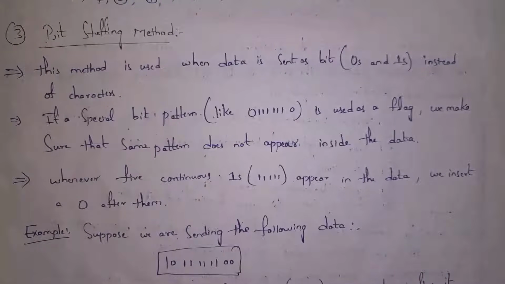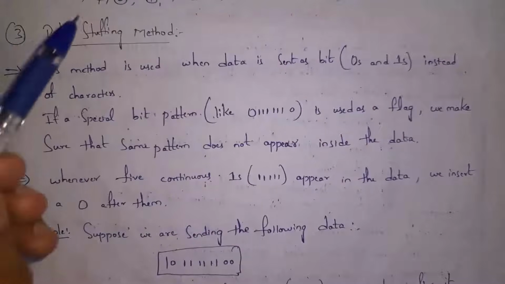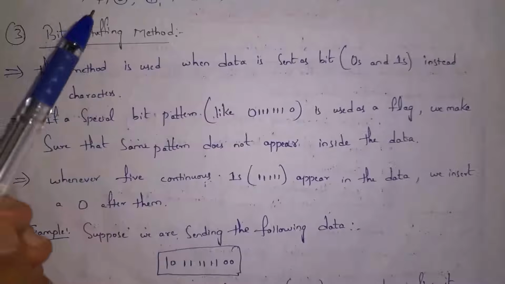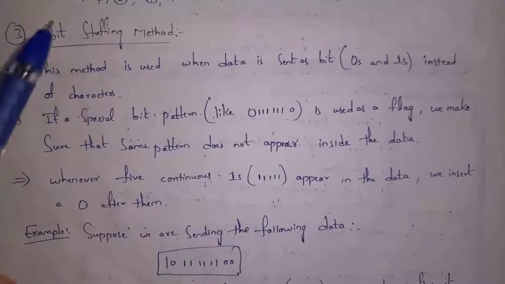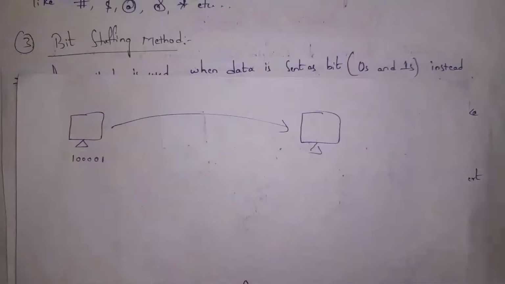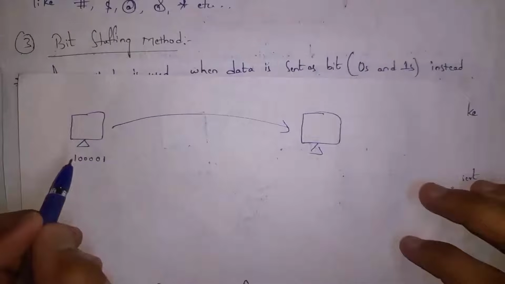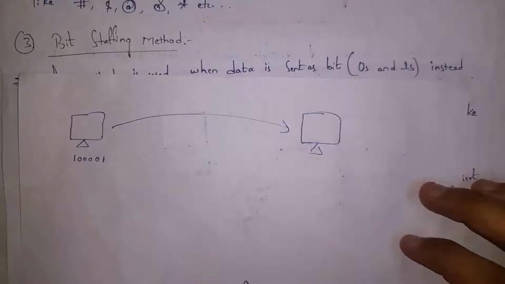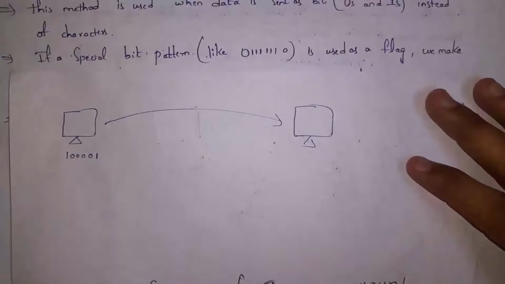As in the character stuffing method, we add special characters, whereas in the bit stuffing method, we will add bits as flags. Bits are nothing but zeros and ones. I'll give one example. For example, the sender wants to send data like 100001. And the bit stuffing method will add some bits as flags.